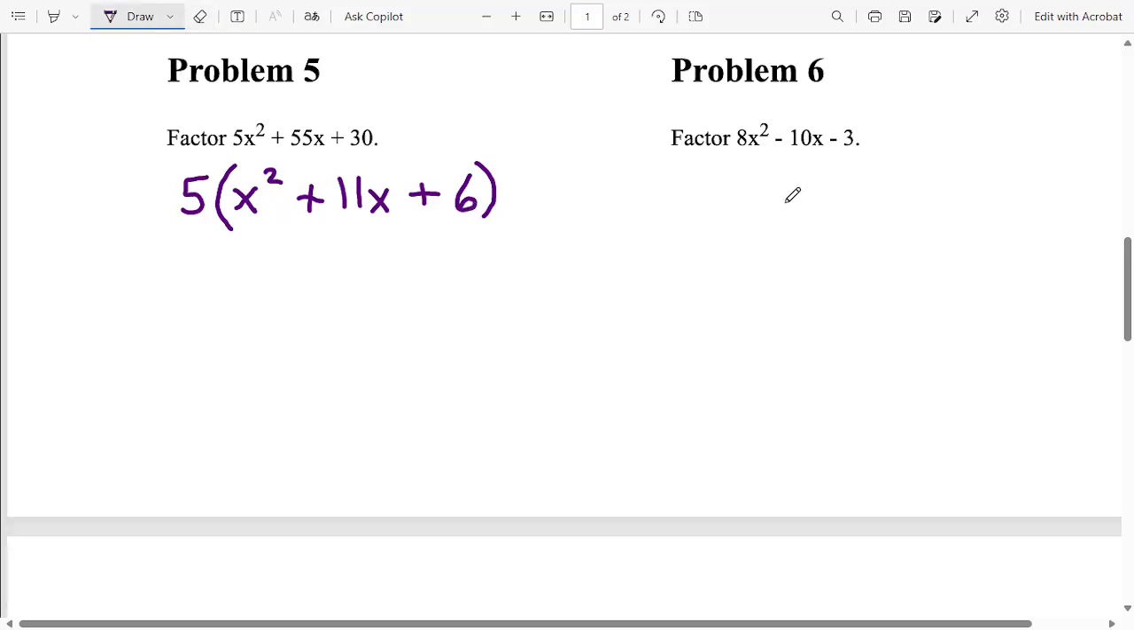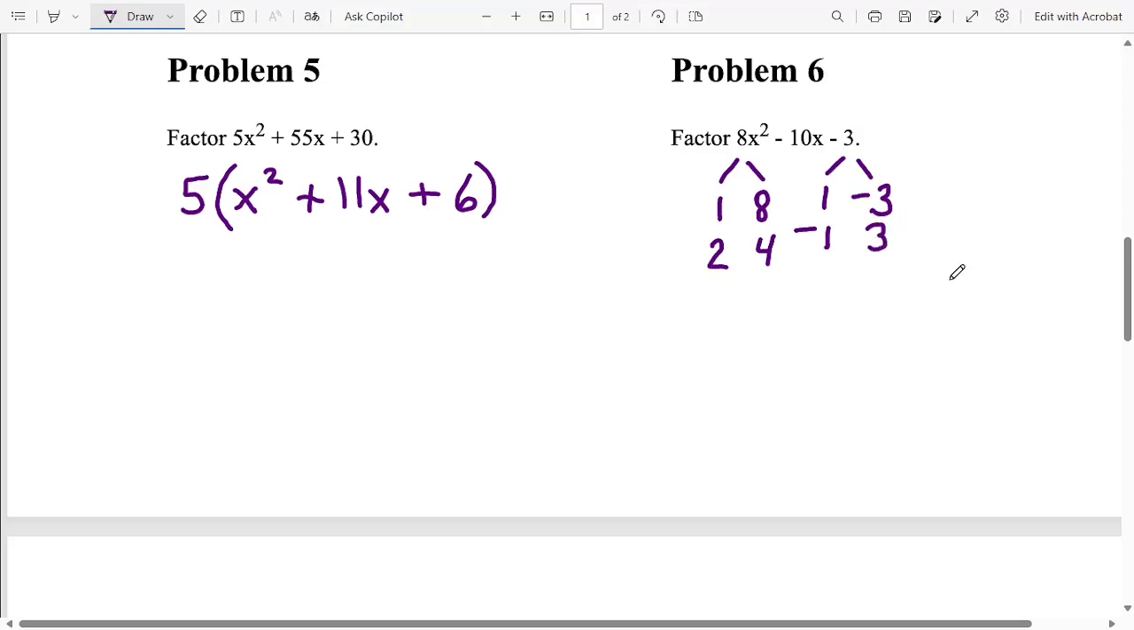Okay, next one, we're going to factor 8x squared minus 10x minus 3. Now, we don't have a common factor that we can factor out, and we have a number in front of x squared that is greater than 1. So first off, I'm going to start by listing the positive factors of 8 here. So I have 1 and 8, and 2 and 4. And then I'll list the factors of negative 3, so I could either do 1 times negative 3, or negative 1 times positive 3.